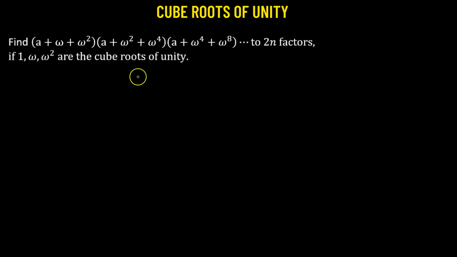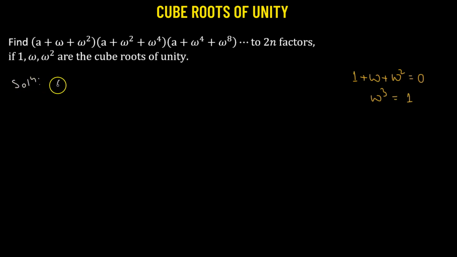Now, before starting with the problem, let's state two properties. If 1, ω and ω² are the cube roots of unity, then it immediately follows that 1 + ω + ω² = 0, that means the sum of the roots equals 0, and the product of the roots, which is ω³, equals 1. Now let's start with the problem.